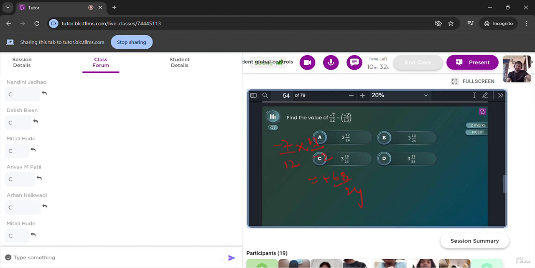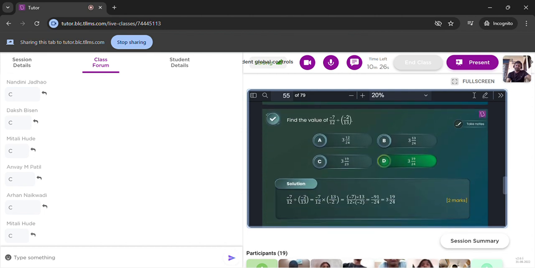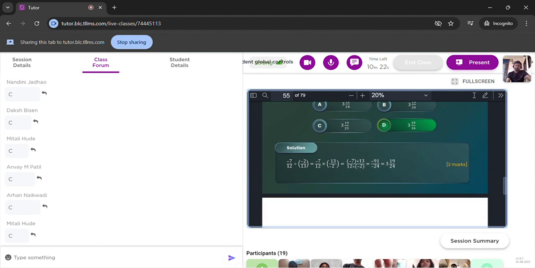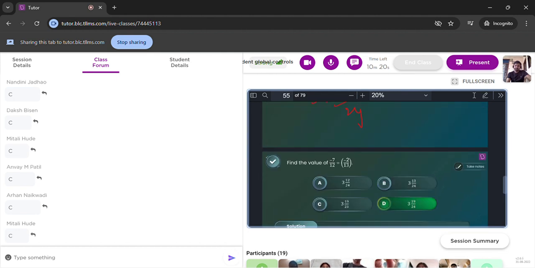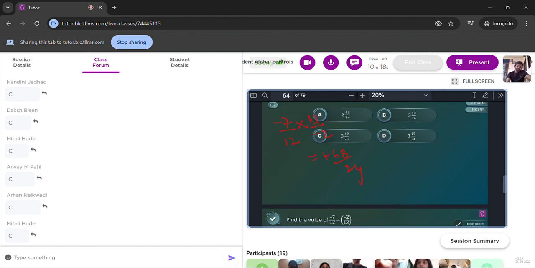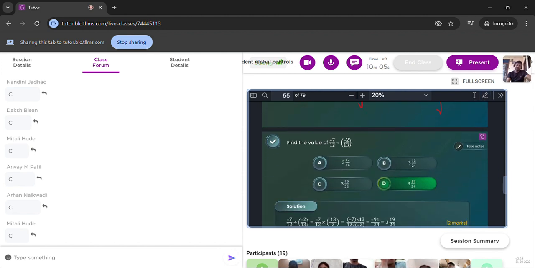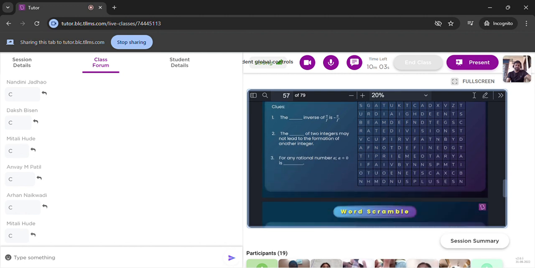So which option is correct for this one? Only D part. No, I have made a mistake. When you multiply this 13 and 7, then you will get minus 91, and then you have to make the mixed fraction.